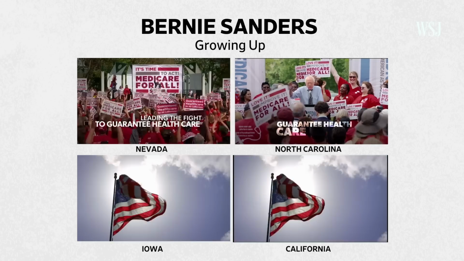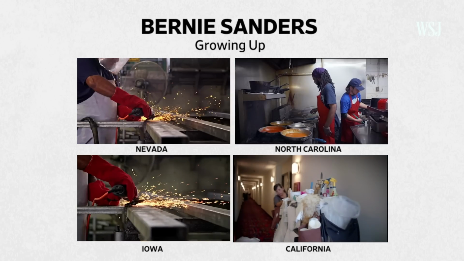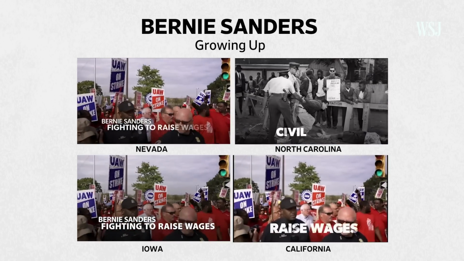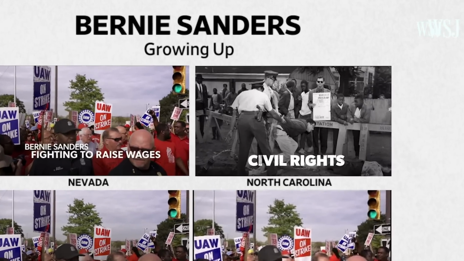In Sanders' ad campaign called Growing Up, he used hospitality workers in the California and North Carolina ad, but showed factory workers in the Iowa and Nevada versions. Also in the North Carolina version, they added civil rights as one of the important issues for his campaign.